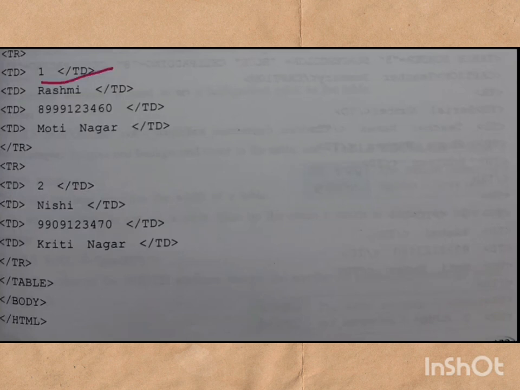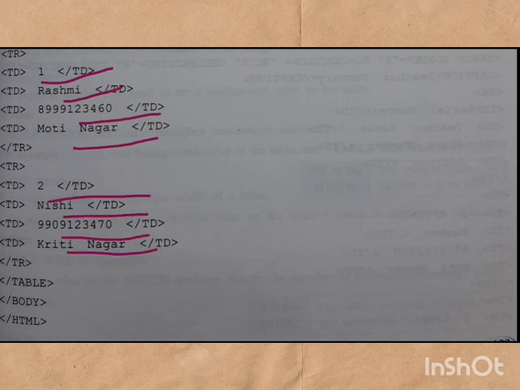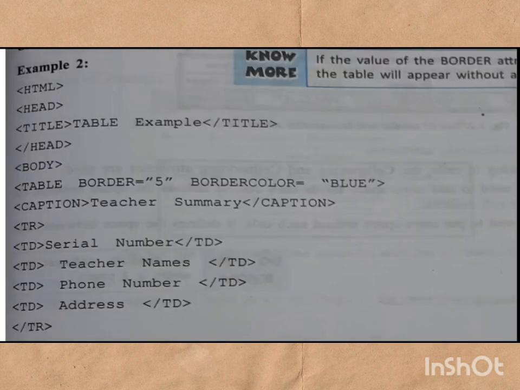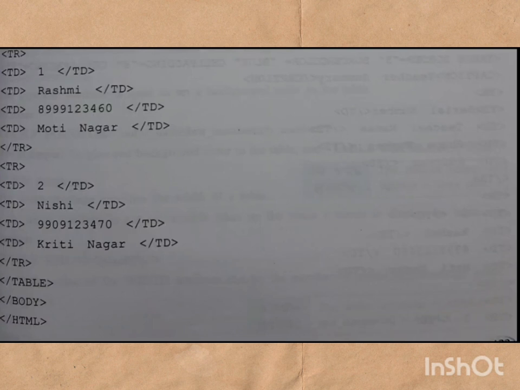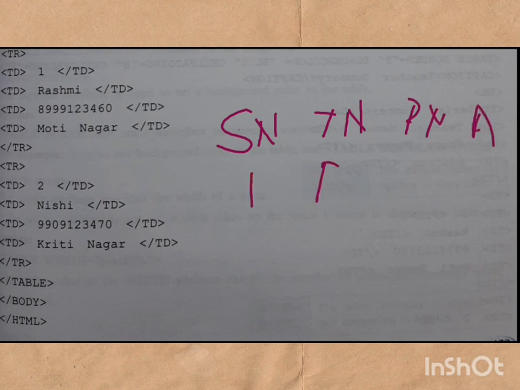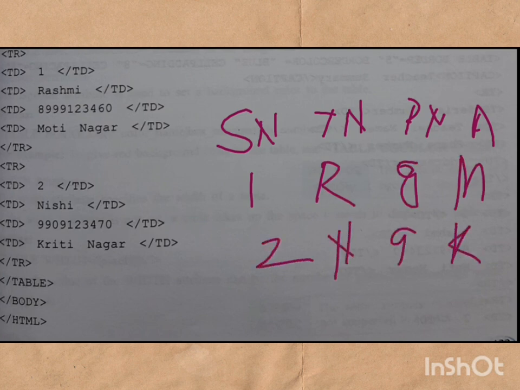Now first data they have filled. First row is done. Second row, Rashmi 1, Rashmi mobile number and Moti Nagar. Similarly this second one. So how will be the output? The output will be serial number, teacher name, phone number and address. And after that it will come 1 Rashmi 89 and something, Moti Nagar, 2 Nisha 99 and Kirti Nagar, and so on.